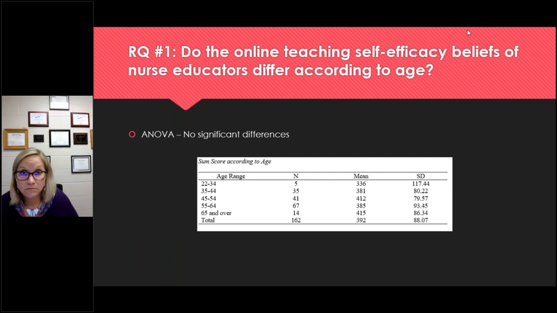So the first research question was, do the online teaching self-efficacy beliefs of nurse educators differ according to age? The short answer is no, not in this particular study. It was very interesting. In the beginning, one of the incentives for me going down this path with research of this subject was because I thought that younger people had a greater affinity for technology, and that was simply not the case. There were no significant differences between the age groups, but it was interesting to me that those 65 and over had the highest mean score. So I stand corrected. I did think that was particularly interesting. Even though the 22 to 34 range was last, they also had the greatest standard deviation. So that's a fair amount of variation in that particular age group, which I also found to be interesting.